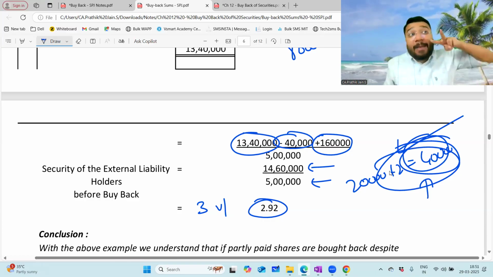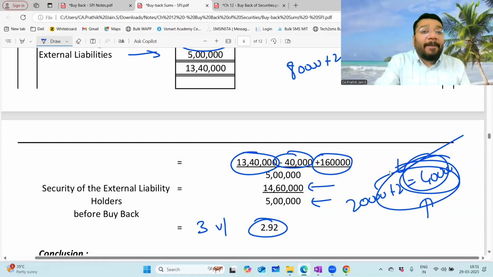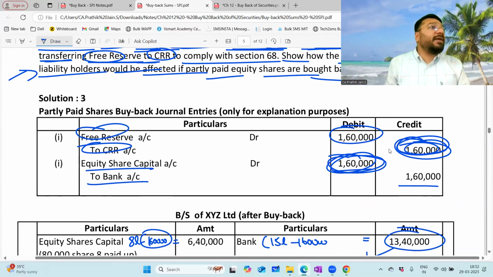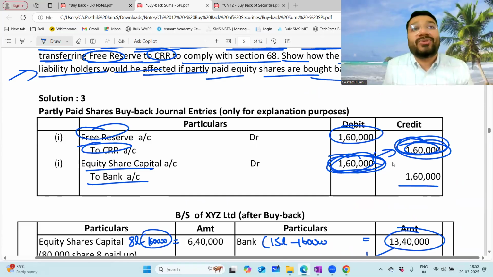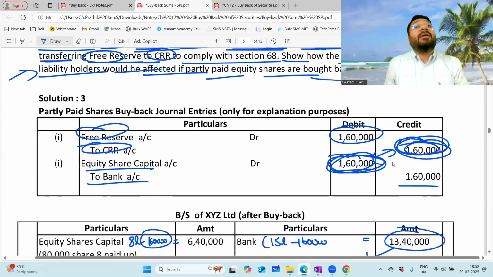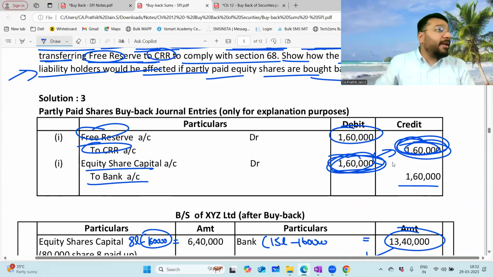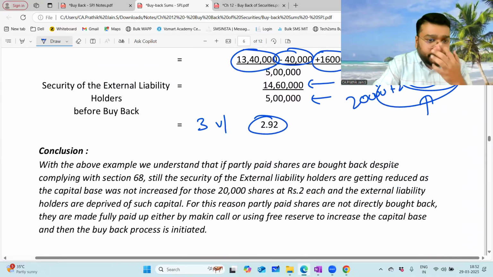Even though you tried to keep the capital intact, correct? 160 reduced and you added 160 in CRR. So you kept the capital intact, despite that the security got reduced. Hence, this is the reason why partly paid up shares cannot be bought back. So if you want to buy back the partly paid up shares, what are you supposed to do? Make it fully paid. Make it fully paid.